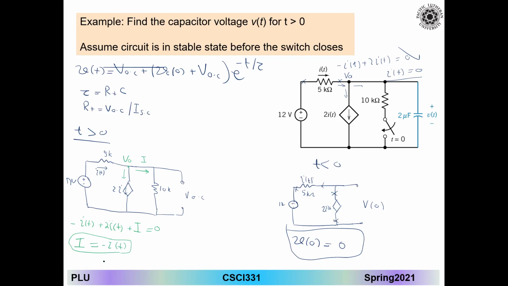So basically what I will say VO minus 12 divided by 5K because they are current plus 2I of t plus VO divided by 10K. This one is equal to 0.